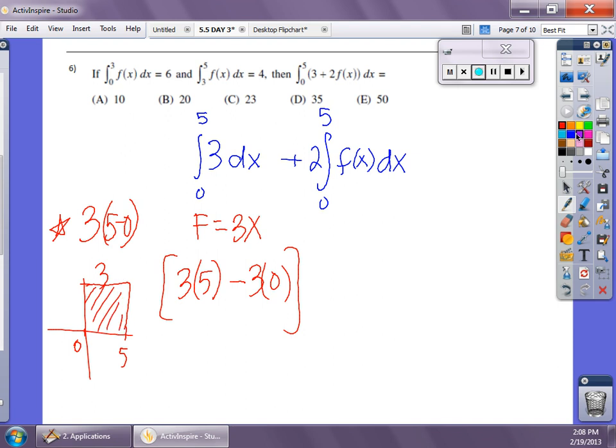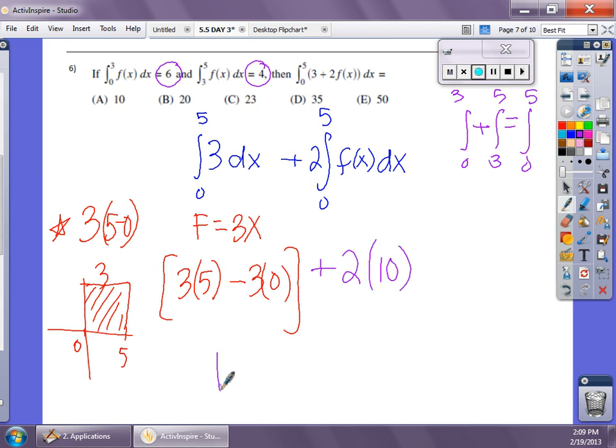The second part, the integral from 0 to 5 would be 6 plus 4, because I'm doing the integral from 0 to 3 plus the integral from 3 to 5, which is the same as the integral from 0 to 5. So I get 10. So my answer becomes 15 plus 20, which is 35. Letter D. If you do it incorrectly and just add the constant 3, you'll get C, the other incorrect answer.